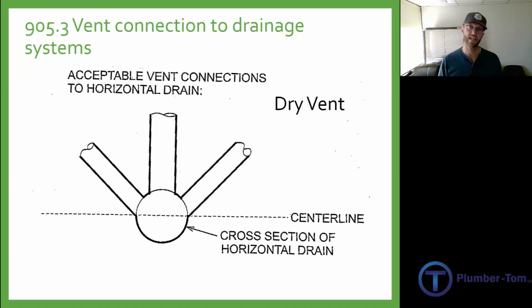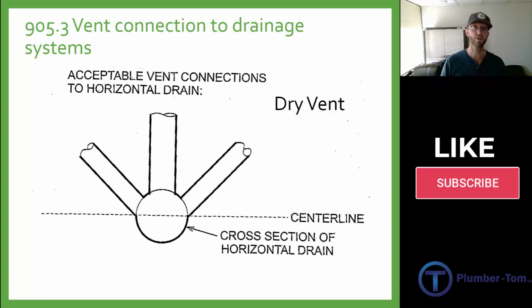This brings us to 905.3, which talks about vent connection to the drainage system. When it is a dry vent, and it is only intended to allow air into the system, it has to be a vertical pipe. That means it has to come off the top of that drain pipe from the centerline within a 45-degree angle. Now, vertical pipes are considered vertical from straight up all the way down to a 45-degree angle. So any of these options here you can see coming off the top or either side, that creates a vertical pipe, and that is an acceptable dry vent option.